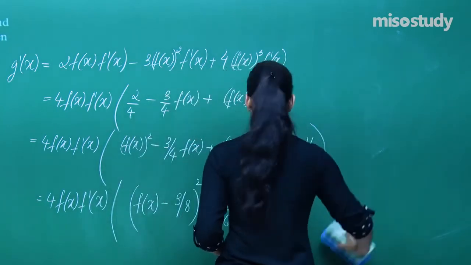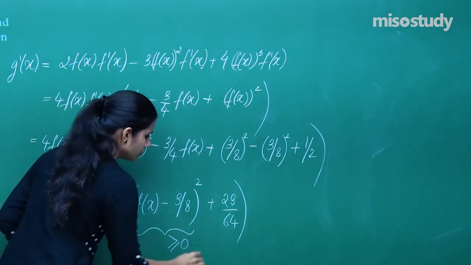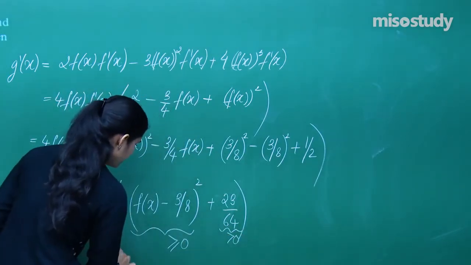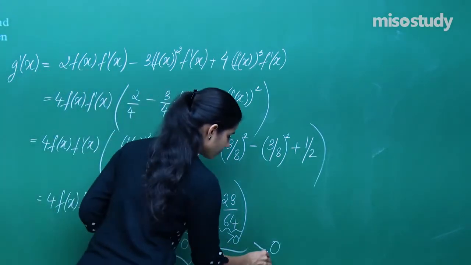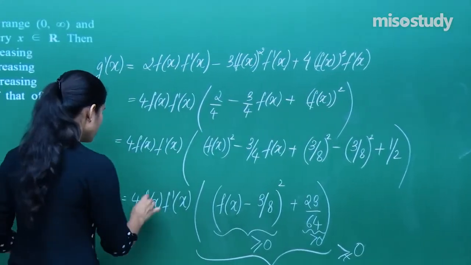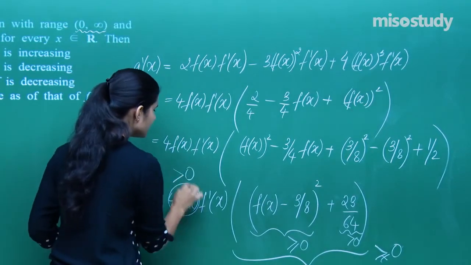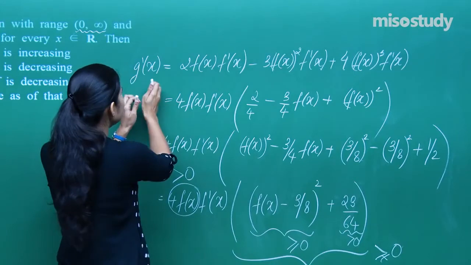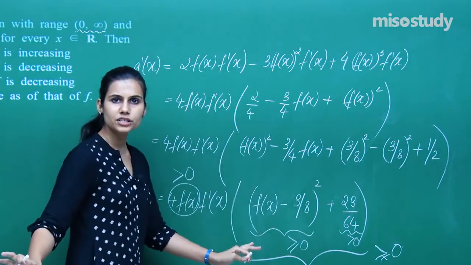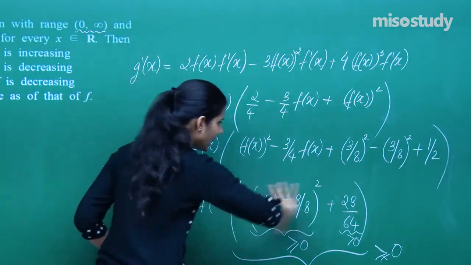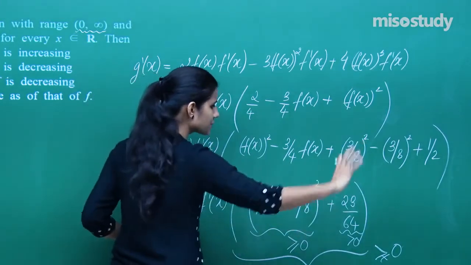Now see, try and analyze something. This is a non-negative function, always greater than or equal to 0. This is always positive, so this complete bracketed thing is always positive. 4f(x): f(x) is given to be positive because the range is given to be 0 to infinity. So this is positive. That means g'(x) will be positive if f'(x) is positive, because the rest is already positive. If f'(x) becomes negative, negative into positive is negative, so the entire expression will be negative.